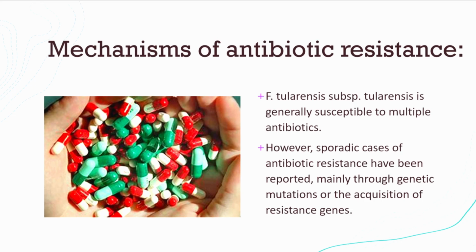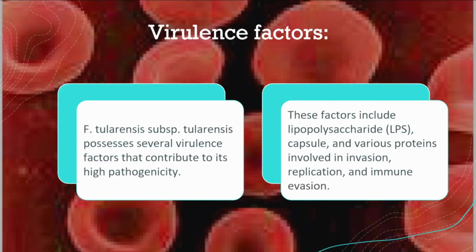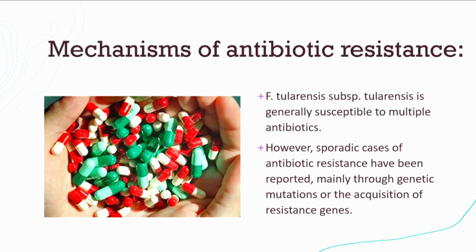F. Tularensis subsp. Tularensis is a highly virulent bacterium that is found primarily in North America and associated with animals such as rabbits, hares, and rodents. It possesses several virulence factors that contribute to its pathogenicity. These factors include lipopolysaccharide, capsule, and various proteins that are involved in invasion, replication, and immune evasion. F. Tularensis subsp. Tularensis is generally susceptible to multiple antibiotics. However, sporadic cases of antibiotic resistance have been reported, mainly through genetic mutations or the acquisition of resistance genes.